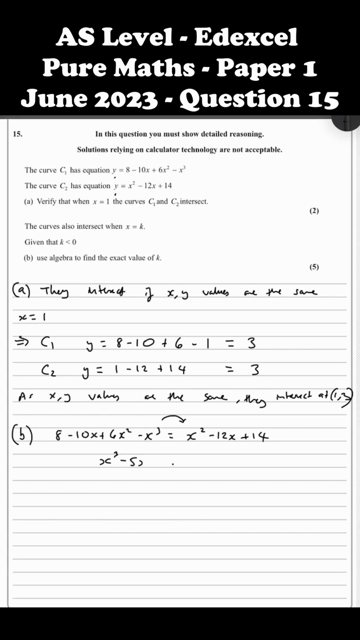So we're going to now have minus 5x squared on the right, minus 12x on the right, minus 10x on the left. So we're going to add the 10x to the other side. We get minus 2x. Positive 14 minus the 8 is a positive 6 equals 0. And we now have to solve this equation.